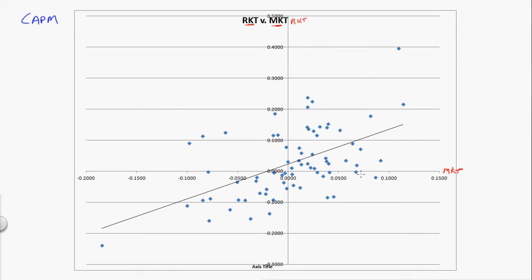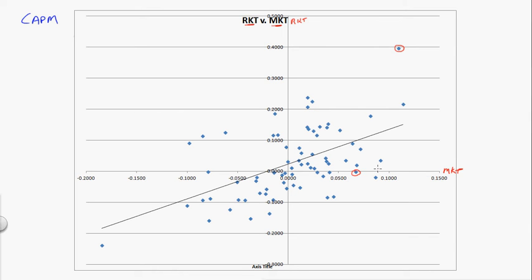So let's pick a point. This point right here. The market was up between 5 and 10%, maybe 7%. Rock-Ten was up 0. Let's pick this point right here. Rock-Ten was up almost 40%. The market was up about 12% or so. So that's all I've done. I've taken the last 60 data points, I think it's 60, and I've put the blue dots in there.